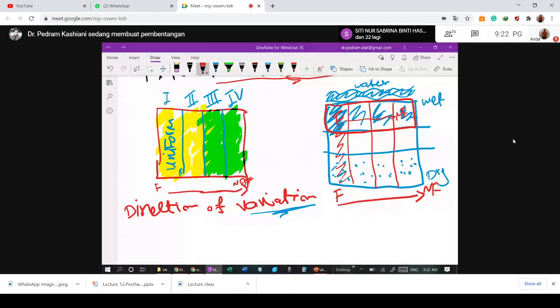I could take care of the humidity, but I couldn't take care of fertility if I block from left to right. If I block from up to bottom, if I block in this direction, like this is my block, I take care of fertility. All of this soil has the same fertility. So fertility is uniform, but this area is wet and this area is dry.